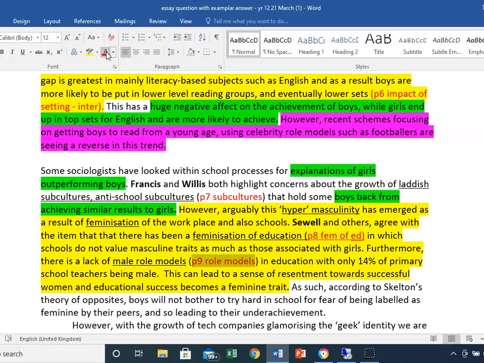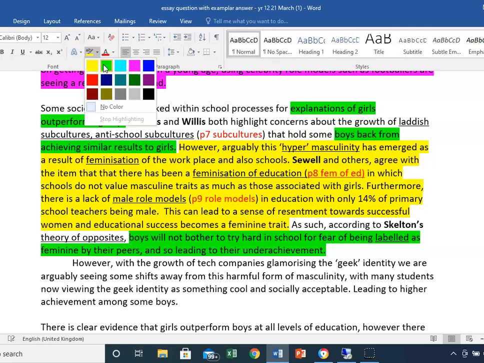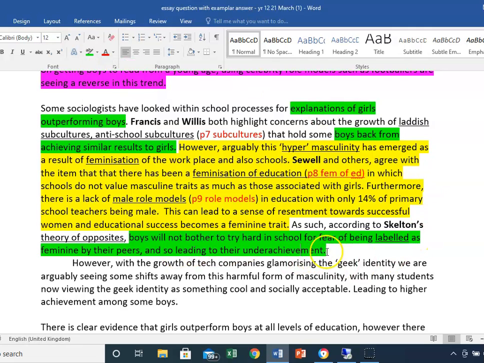With only 40% of school teachers being male. This can lead to a sense of resentment towards successful women, and educational success becomes a feminine trait. As such, according to Skelton, so that's a study, theory of opposites, that's her concept, boys will not bother to try hard in school for fear of being labelled, this concept, as feminine by their peers, and so leading to their underachievement. So nice, really clear application. Sort of a quick nod to peer pressure here.